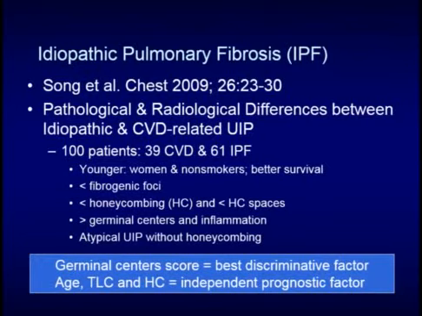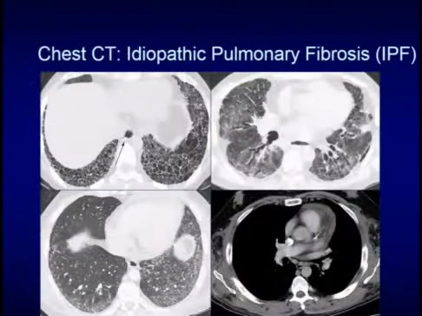They had less fibrogenic foci, less honeycombing and honeycombing spaces, but had more germinal centers and inflammation, and they coined the term atypical UIP without honeycombing. The germinal center score was the best discriminative factor of distinguishing these two diseases, and age, total lung capacity, and honeycombing were independent prognostic factors for improved survival.